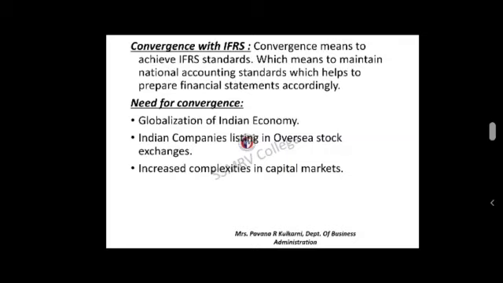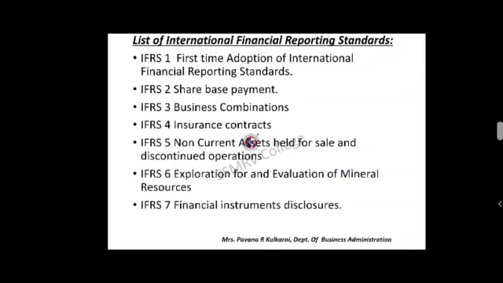Third one, increased complexities in capital market. Many companies were dealing with capital markets, so there was a misunderstanding in accounting statements prepared by various companies. So these complexities made every nation go for IFRS or convergence with IFRS. Now let us discuss a very important concept of this unit, that is the list of international financial reporting standards.